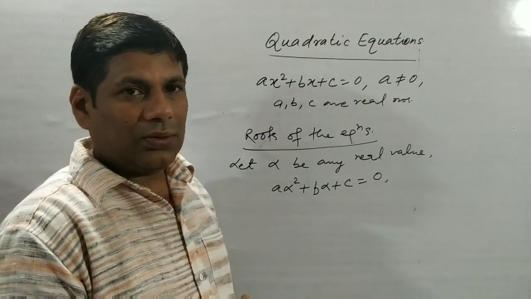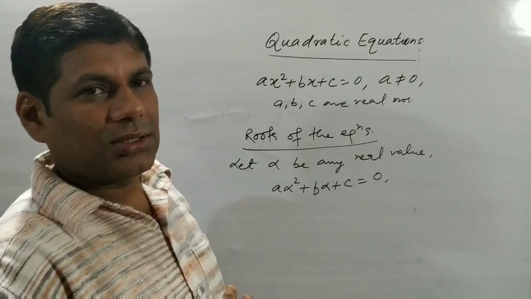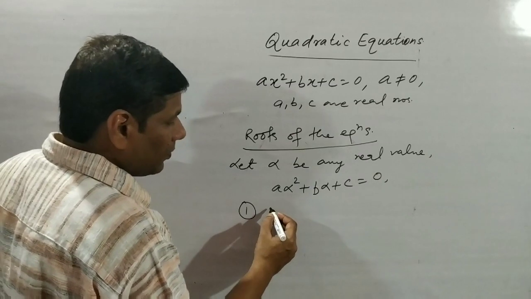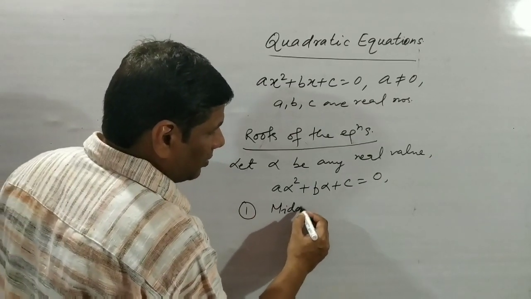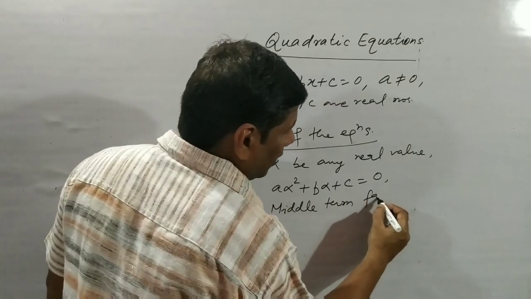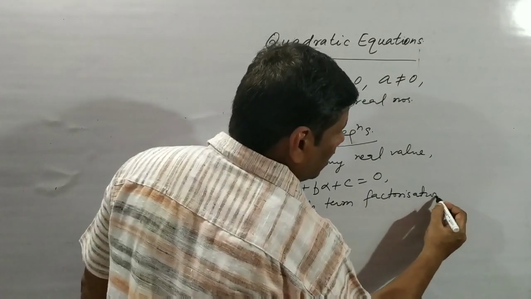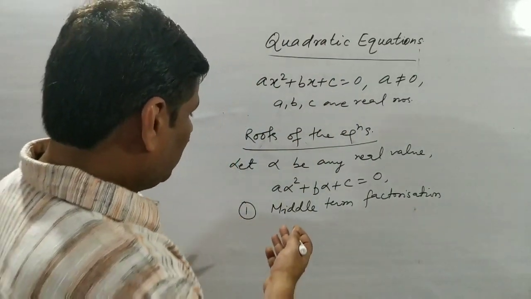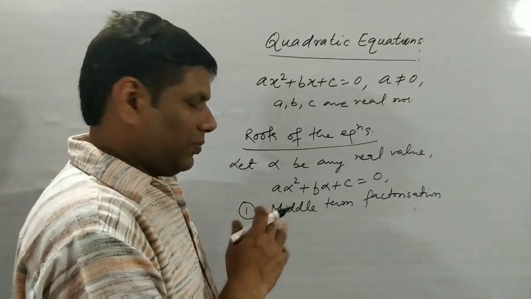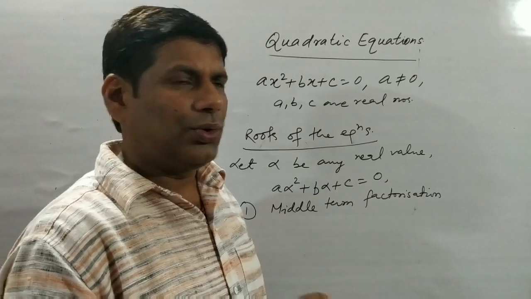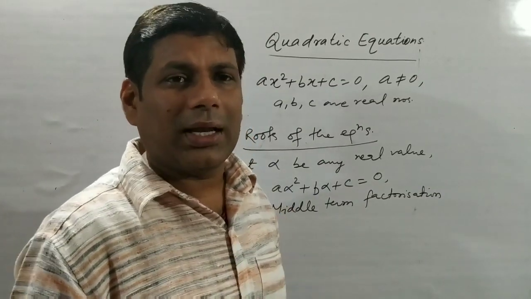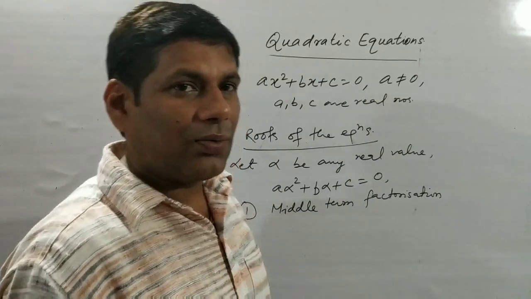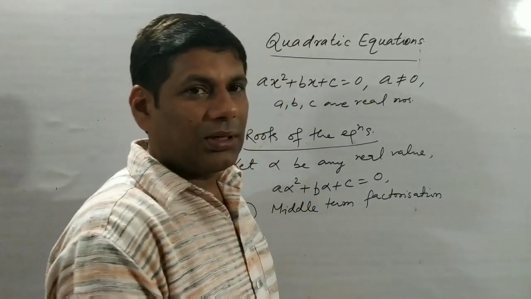In quadratic equations we have to study different methods. We will study three methods basically. First one is the middle term factorization method, which we have already studied in class 9, or we can say in class 8 also. In middle term factorization we have generally studied those polynomials which can be factorized by the middle term. But it is not mandatory that each and every quadratic equation can be solved by this method.